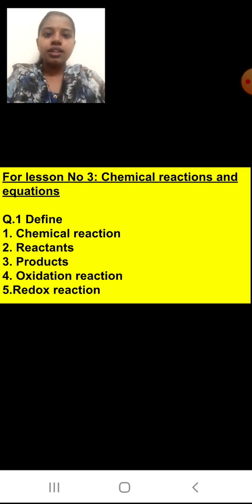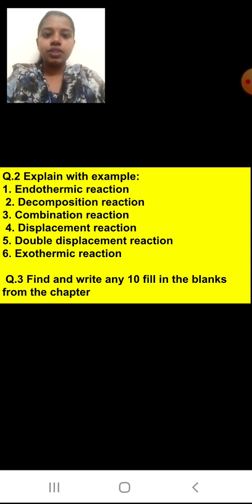Now, starting with lesson number 3, that is chemical reactions and equations, which you have studied. You are first going to define: first, a chemical reaction; second, reactants; third, products; fourth, oxidation reaction; fifth, redox reaction. All these definitions you will find in your textbook. Whatever words and statements are used in the definition, write the same definition in your sheets.